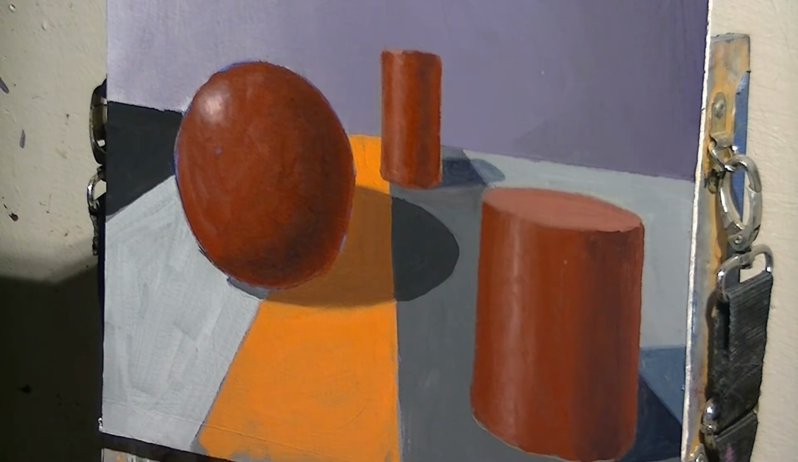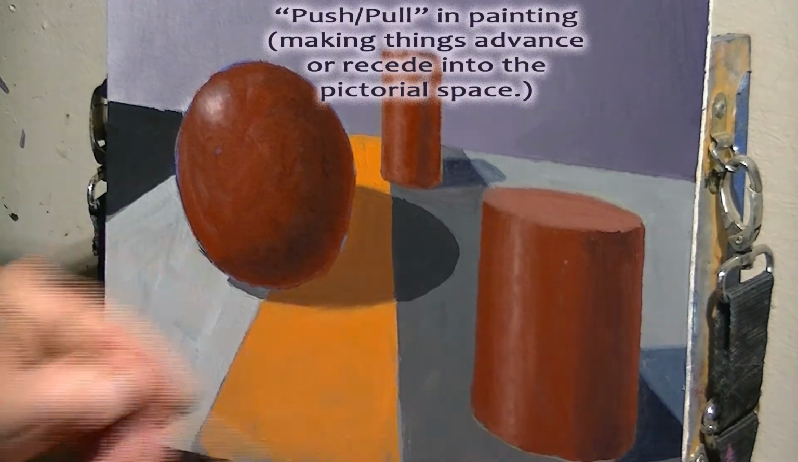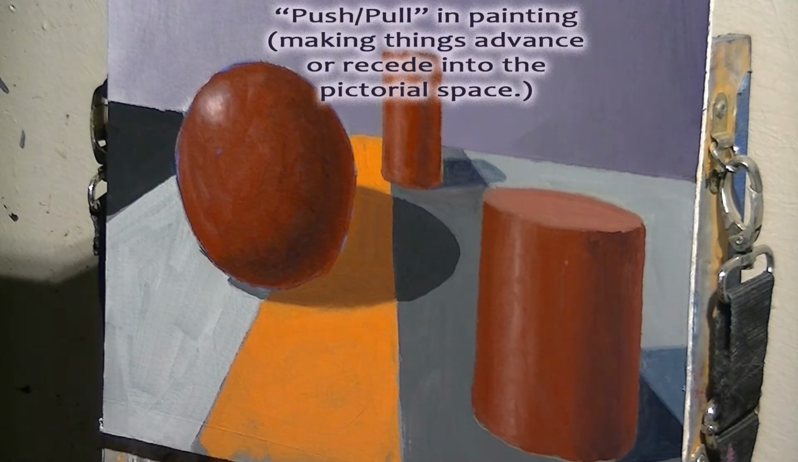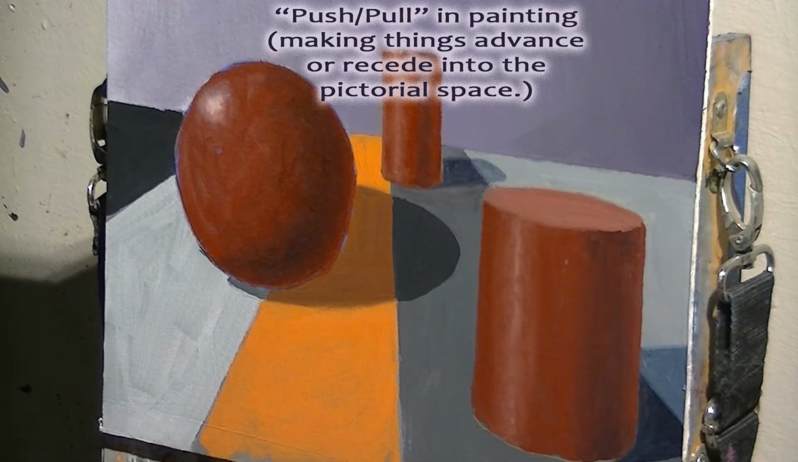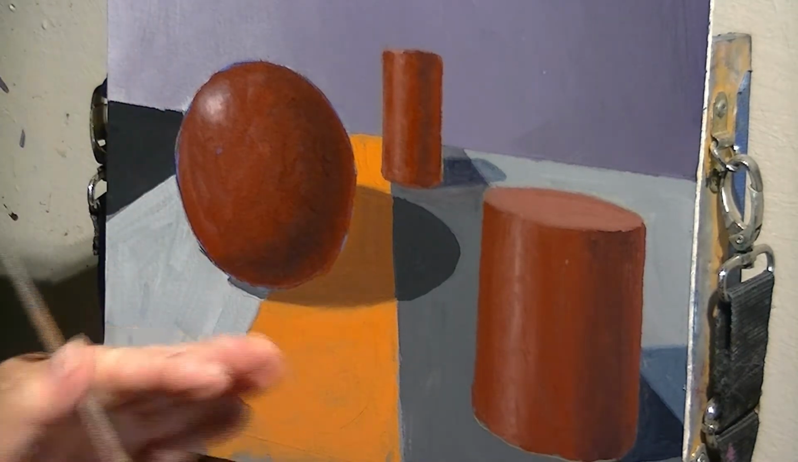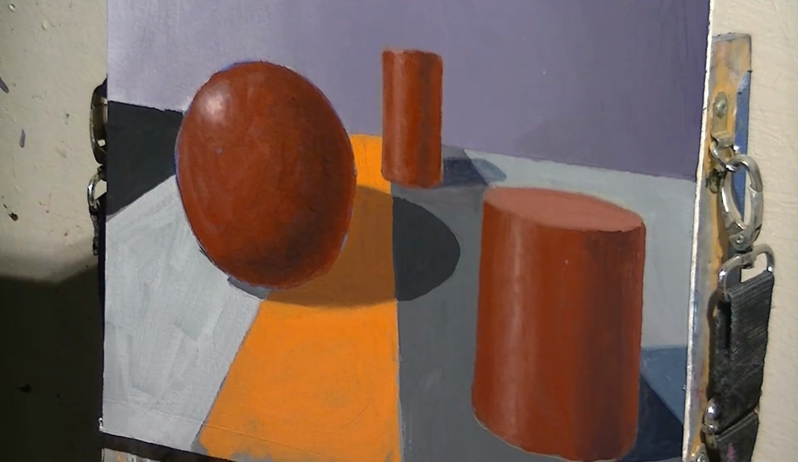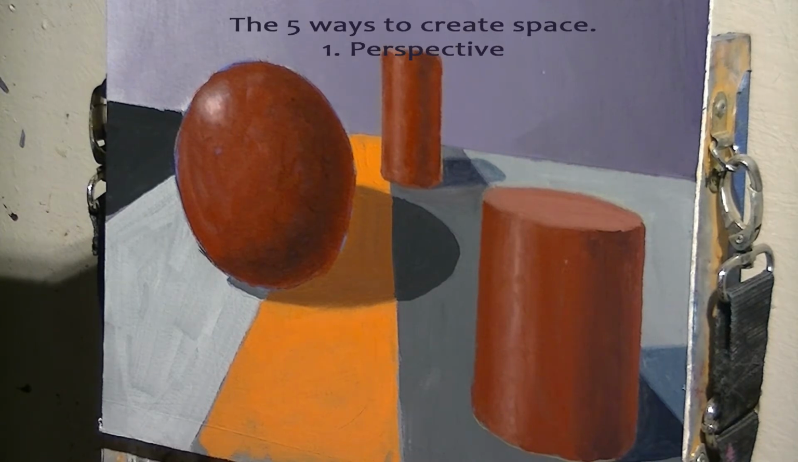I'm going to demonstrate the concept of push-pull in painting, and when artists use that term, they're referring to making things advance or recede into the pictorial space. And there are five specific ways to cause that to happen.